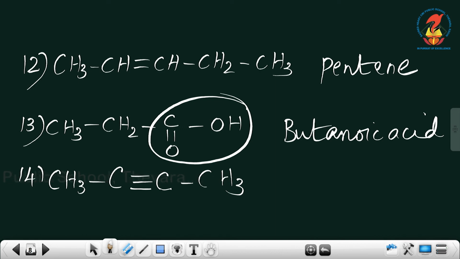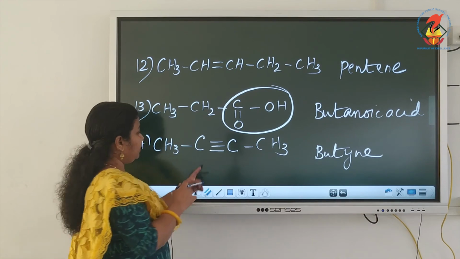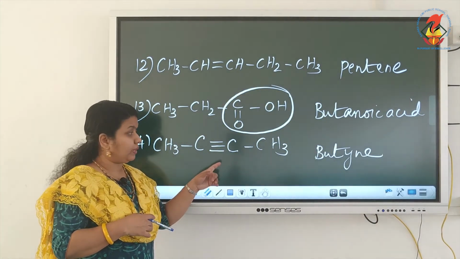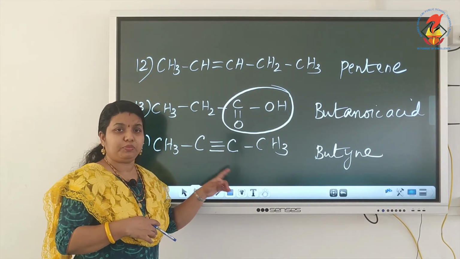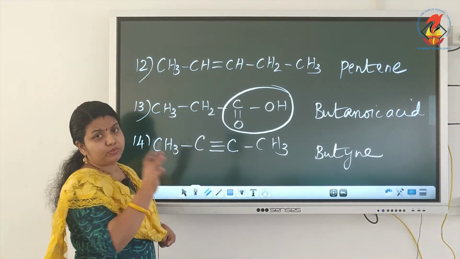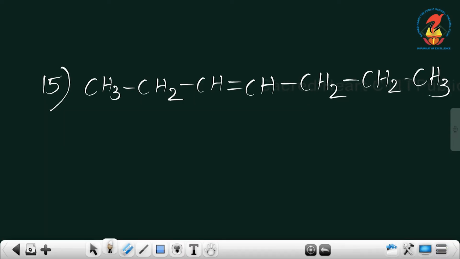Now question number 14. 4 carbon atoms are there, so write but. Between carbons there is a triple bond present, so write it as yne. There is no other functional group. So it is butyne.